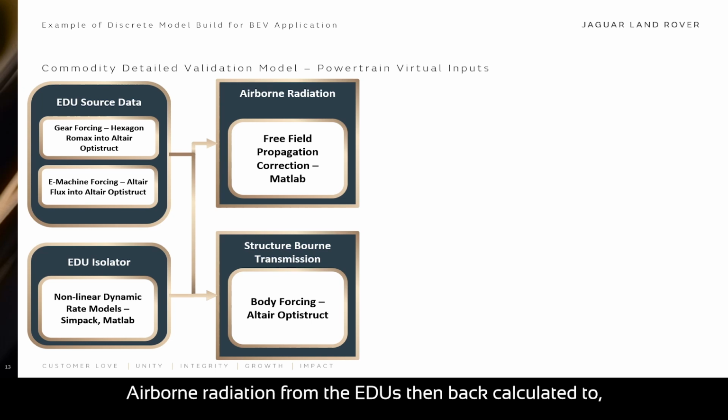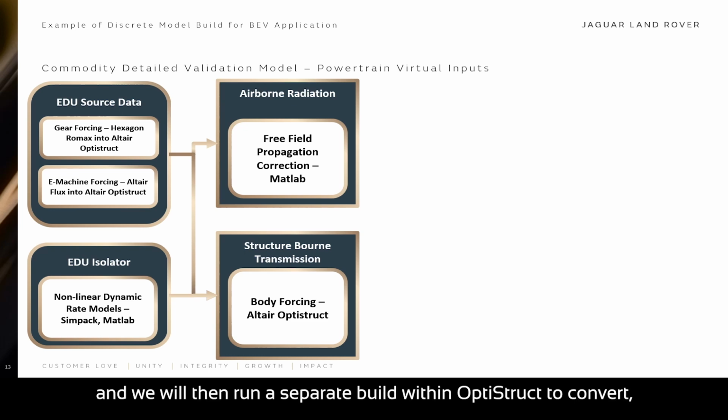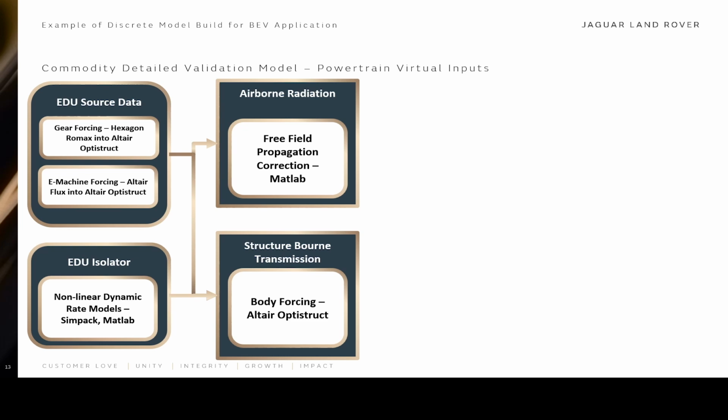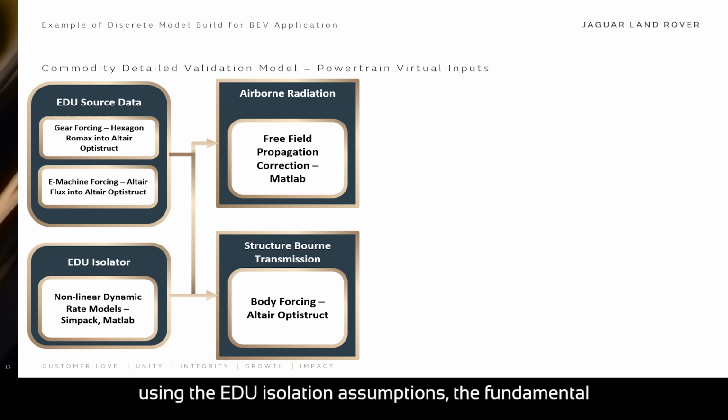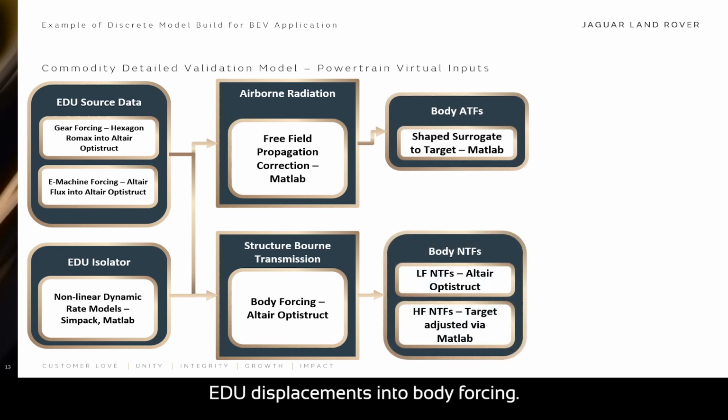Airborne radiation from the EDUs is then back calculated and corrected using free field propagation corrections to volume velocity. And we will then run a separate build within OptiStruct to convert, using the EDU isolation assumptions, the fundamental EDU displacements into body forcing. Then we have our processes of generating our ATFs. So ATFs to target within MATLAB, taken using a surrogate data set.